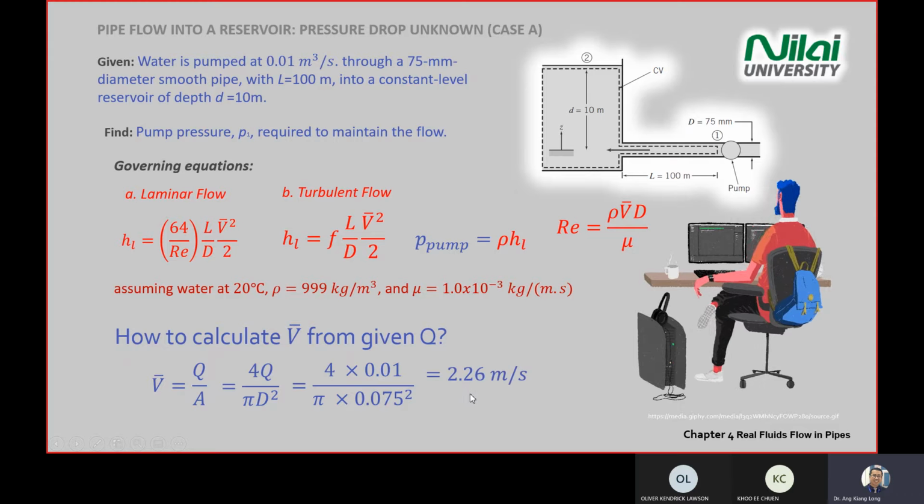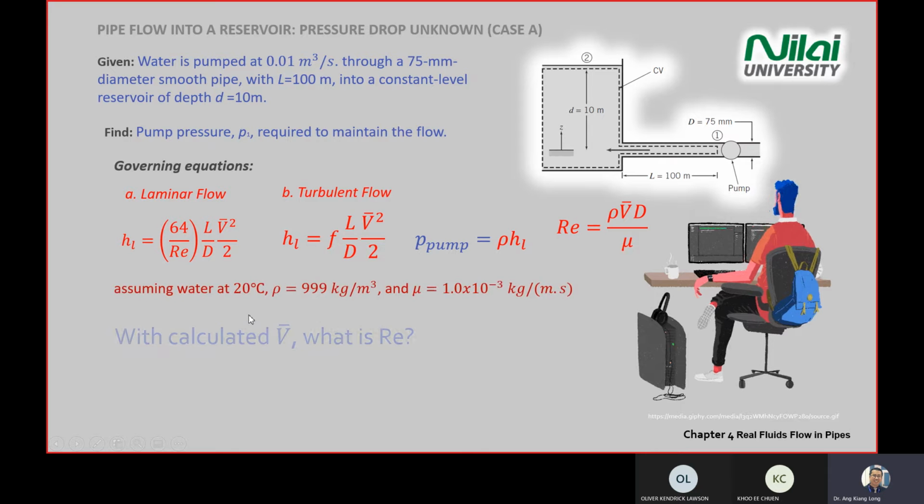Then you're able to find the average velocity. In this case, the reference answer will be 2.26 meters per second. Then after that, you substitute inside the Reynolds number equation. If you calculate the Reynolds number, you will get 1.79 times 10 power 5. Okay, so what does this Reynolds number tell you? Do you have a laminar flow or turbulent flow? And why?